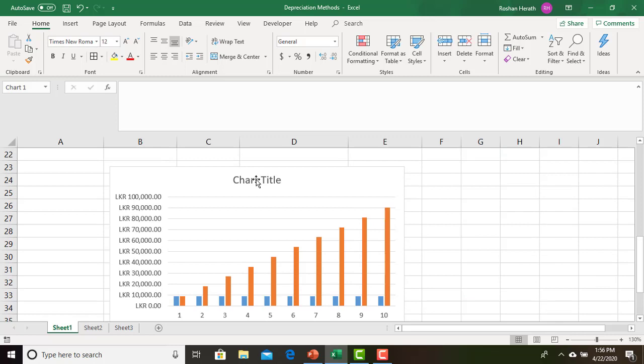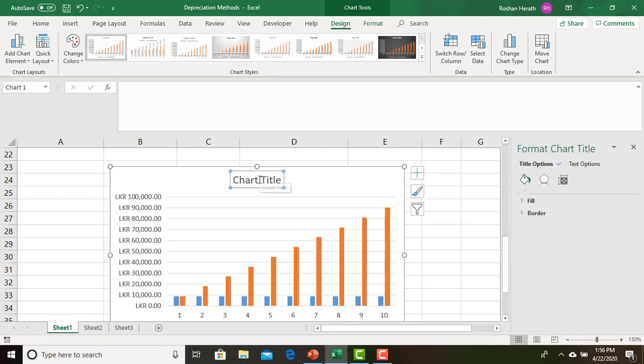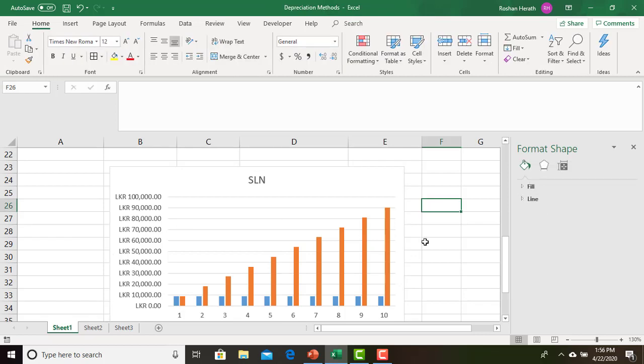So you may do the formatting. You can change this chart name as well. So you can format this chart name. This is depreciation, straight line depreciation. We call it SLN. It is the short form. Let me use it: Straight line depreciation method. So that's how we do the depreciation under the straight line method. You may try that on your own.